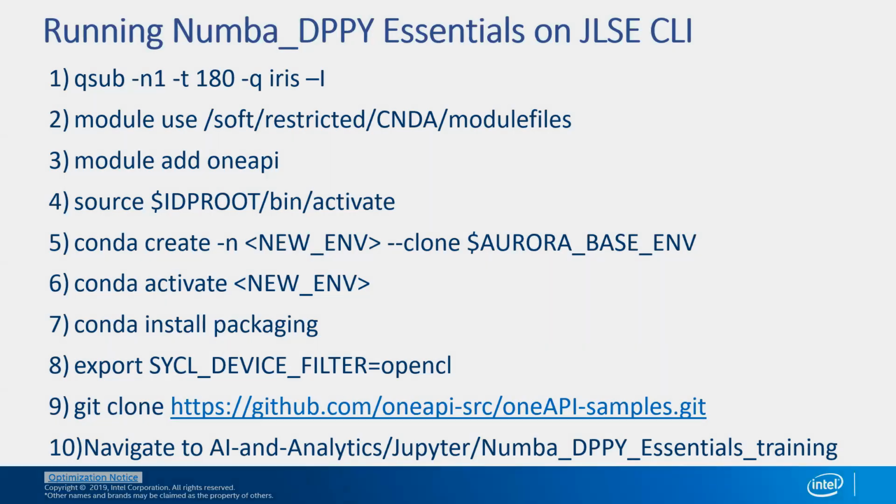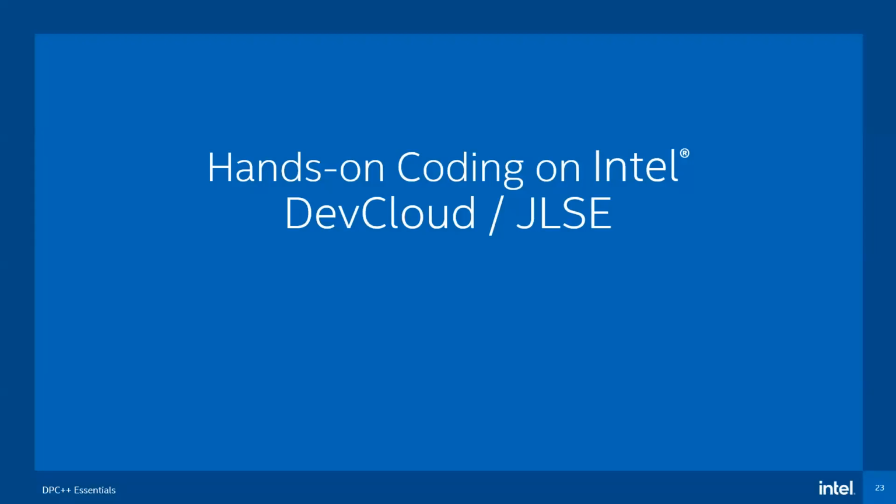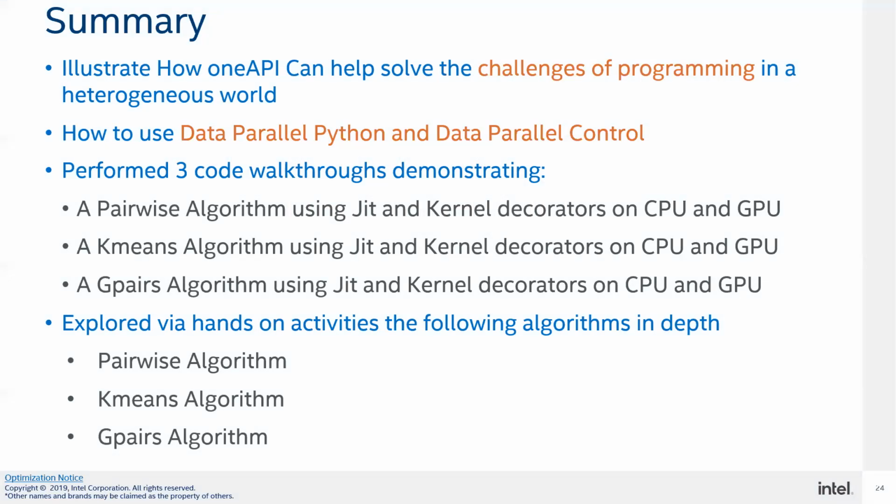All right, so we did the hands-on coding on Intel JupyterLab, and so the summary: we saw how oneAPI can solve the challenges of programming in a heterogeneous world. We looked at the data parallel essentials for Python layers and the data parallel control module. We performed a code walkthrough of a pairwise algorithm and k-means algorithm in the Jupyter Notebooks, and did some hands-on exercises.